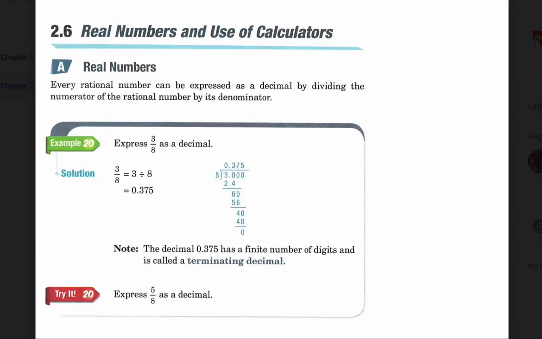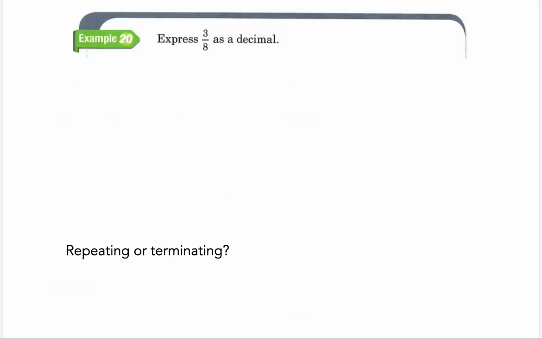Hi everyone, today our topic is about real numbers. So if you recall, every rational number can be rewritten as a decimal by dividing the numerator by the denominator. In other words, it makes a ratio or a fraction. All right, let's take a look at the first example from the book, example 20.